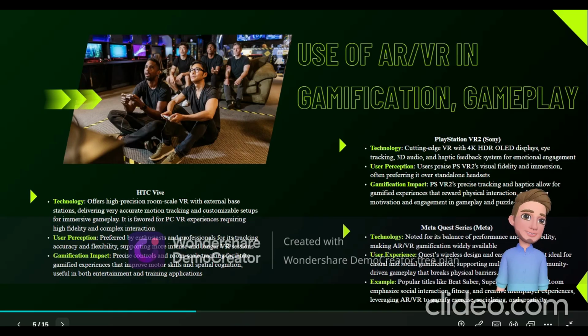VR 2 provides haptic systems and a haptic gamification experience, whereas MetaQuest uses AR VR gaming exercises and creates different kinds of virtual environments, so that users get a thrilling experience. Whereas HTC Vive uses different spatial cognitive capabilities, so that users can engage themselves throughout the gameplay itself. So overall, I can say that AR and VR technologies enhance gamification, irrespective of whether the platform is VR 2 from Sony, MetaQuest, or HTC Vive.